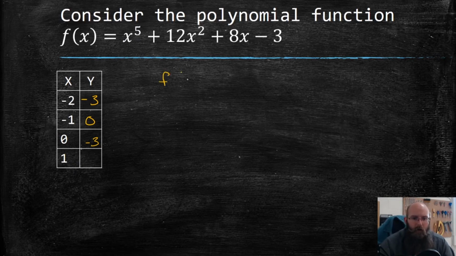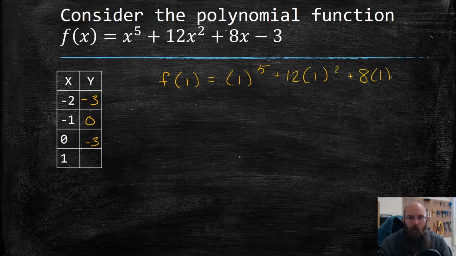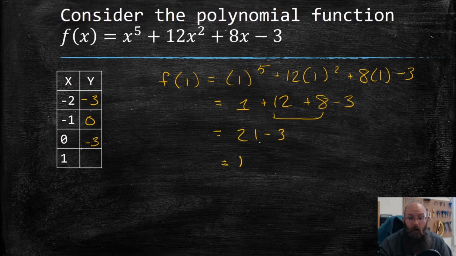So f of 1 is 1 to the 5th plus 12 times 1 squared plus 8 times 1 minus 3. So 1 to the 5th and 1 squared, there's still just 1. So this is 1 plus 12 times 1, which is just 12, plus 8 minus 3. 8 and 12 is 20, and then 21 minus my 3 gets me 18. I'm going to clear all of this for us real quick.